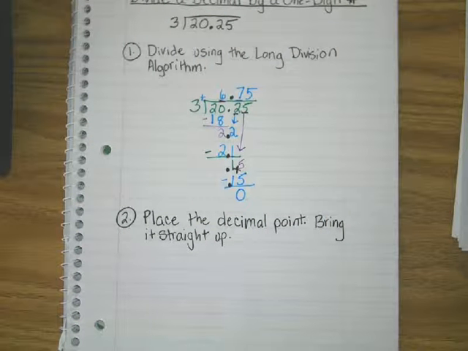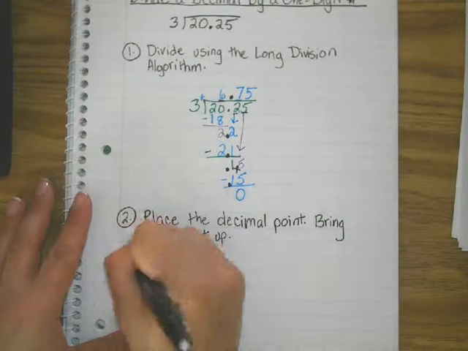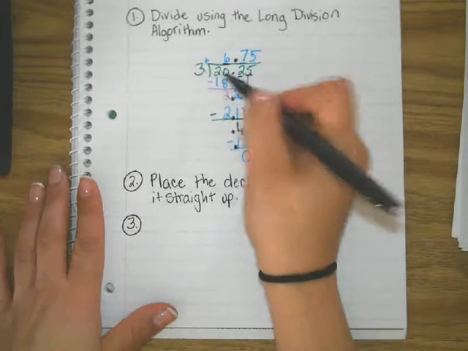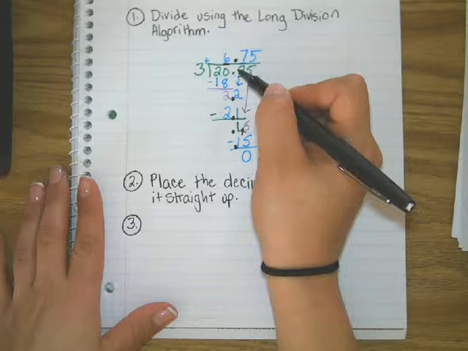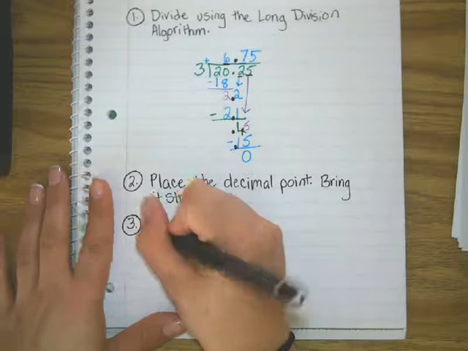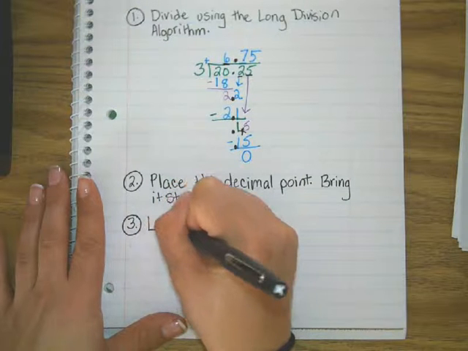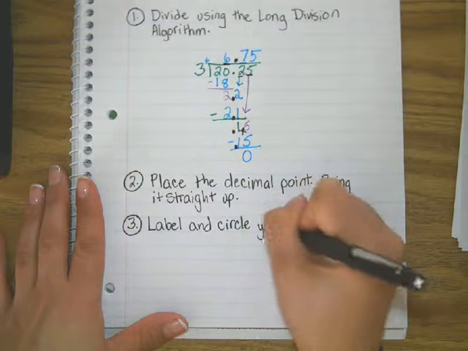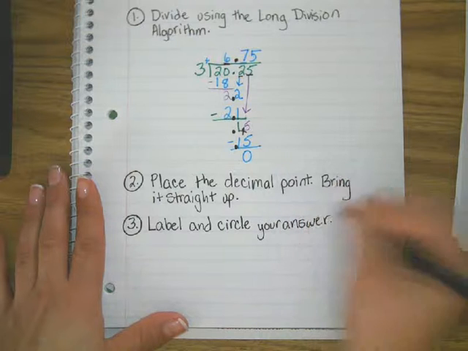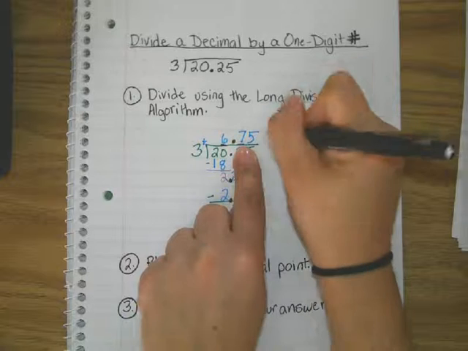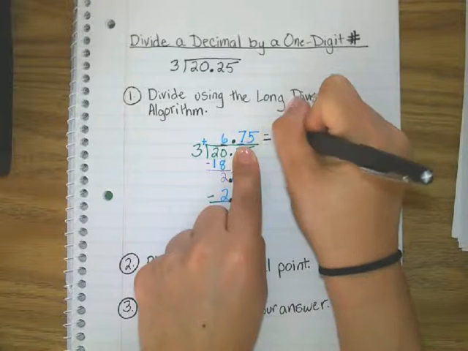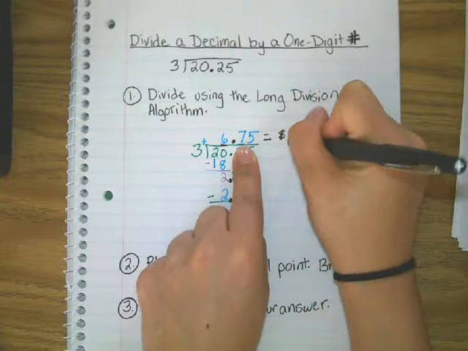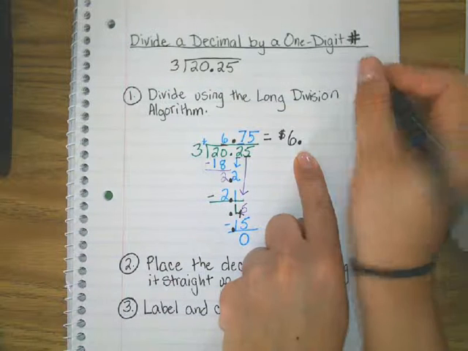Okay. Step number 3. If we're dividing a whole number by a decimal, we probably are talking about money, right? So for step 3, you're going to label and circle your answer. So what I'm going to do is I'm going to come back here and I'm going to just say equal $6. Make your decimal point obvious, guys, okay? And 75 cents. There's my answer.